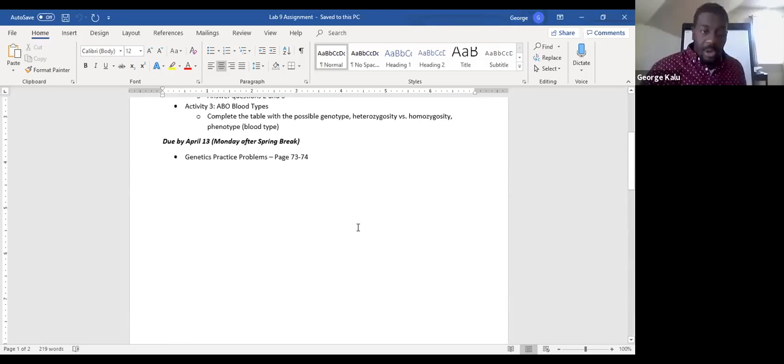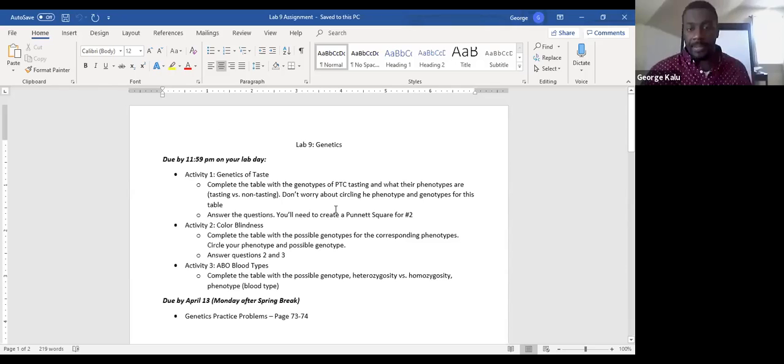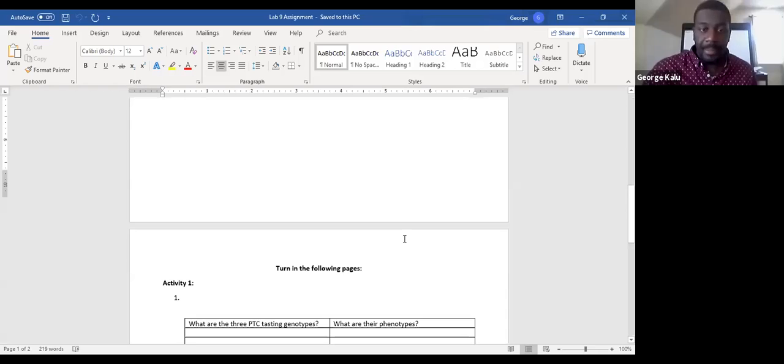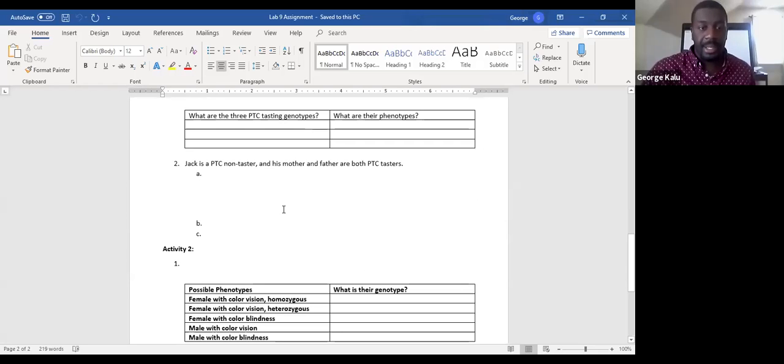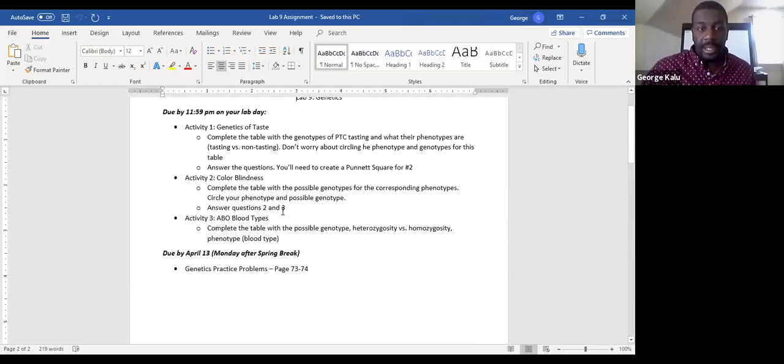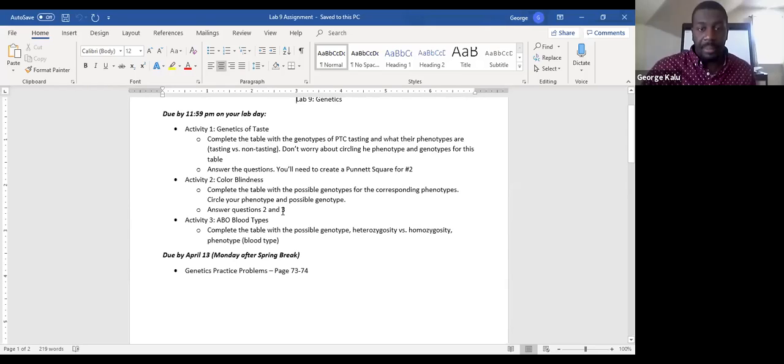You don't need to worry about circling it. I know it says circle your phenotype and your possible genotypes, but you're not going to worry about that because we're not able to do this in lab today. So don't worry about circling or underlining or anything like that. Then you're going to answer the questions on number 2. For question 2, you're going to need to draw a Punnett square to be able to answer 2A, B, and C. You're going to write those answers right over here.